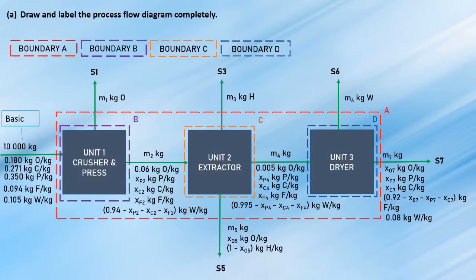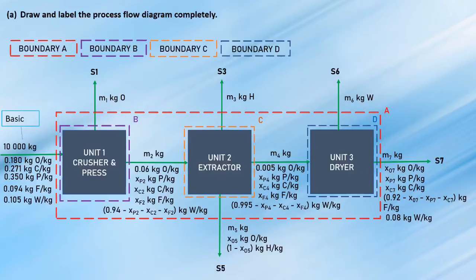So this is the process flow diagram of this question, which consists of 3 units. I will be explaining about the boundary later. So for the first unit, there is only one input stream and 2 output streams. For unit 2, it has one input stream and 3 output streams. For unit 3, there is only one input stream and 2 output streams.